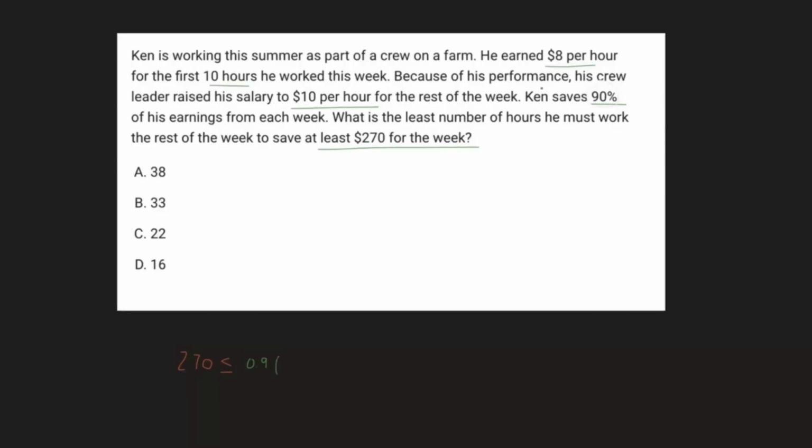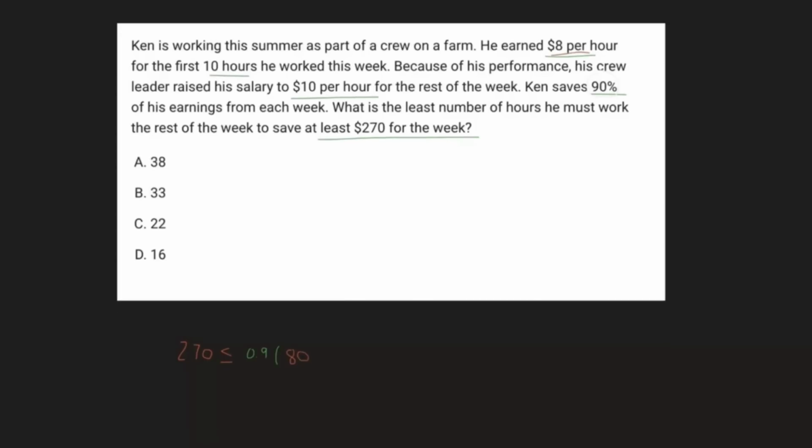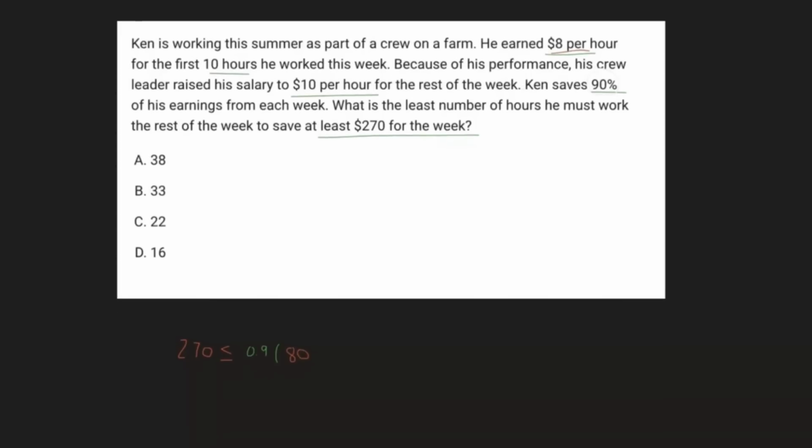So he worked that initial 10 hours at a rate of $8 per hour, and therefore, since he worked 10 hours at $8 per hour, he made $80. So we just write a flat $80 right there. But then his performance increased, and therefore his salary also increased. It says his crew raised his salary to $10 per hour.